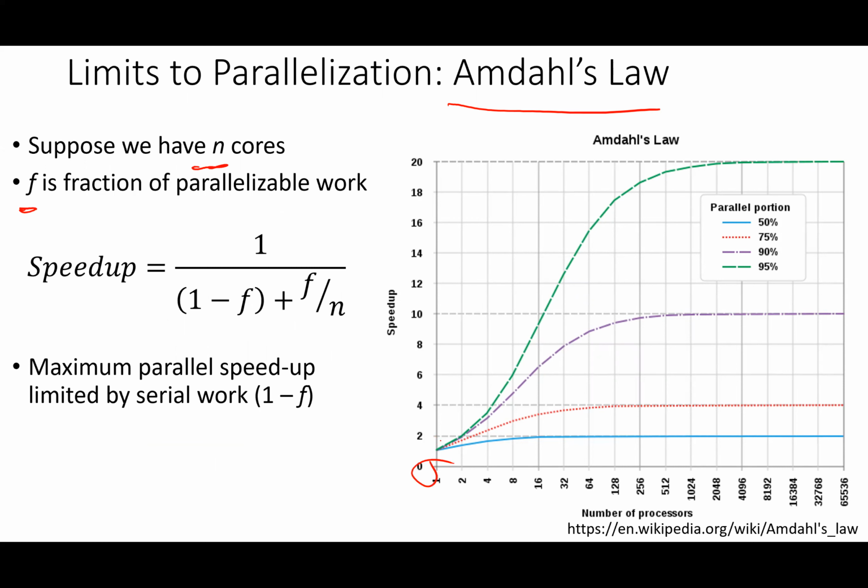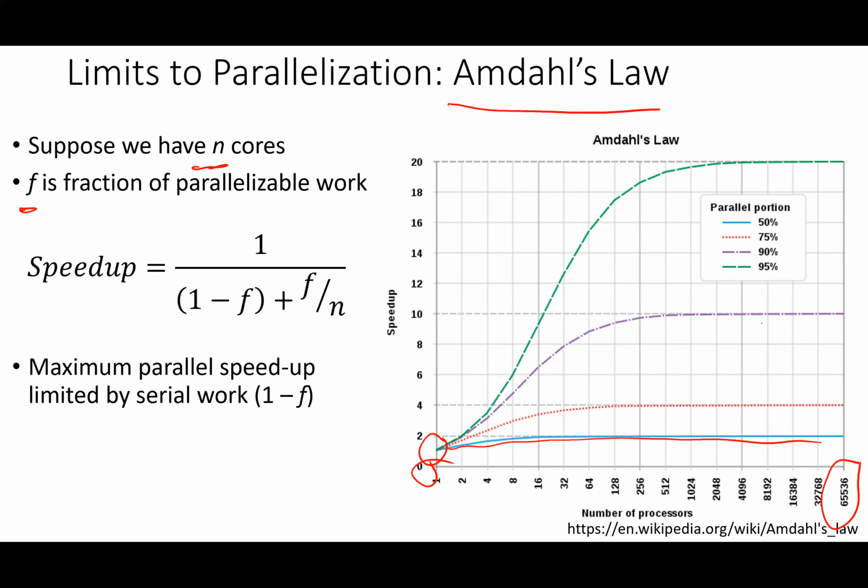From 1 core, you get a speed up of 1. And as you go to a really large number of cores, if only half of your program can be made parallel, then no matter how many cores you have, your speed up is no more than 2. Okay, it makes sense, right? The rest of it doesn't speed up.